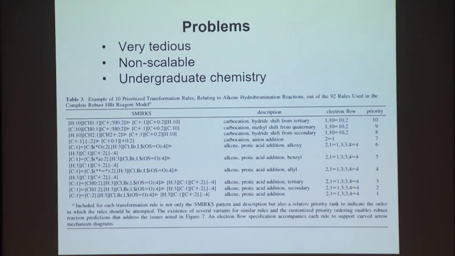This is nice, but the problem is that the system is not very scalable because it's very tedious to add these rules by hand. Every time you add a rule, there is a chance that it may break a previous rule, so you have to be very careful. And it's not very scalable, and it covers only undergraduate chemistry. Of course, we would like to reach human-level chemistry and even beyond.